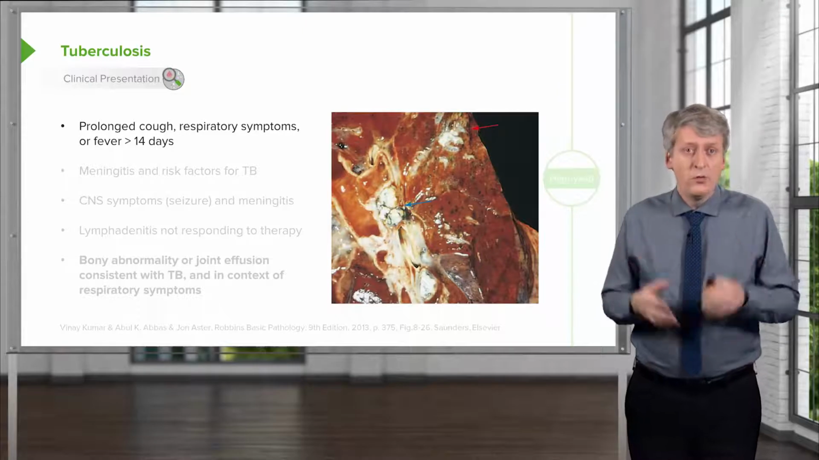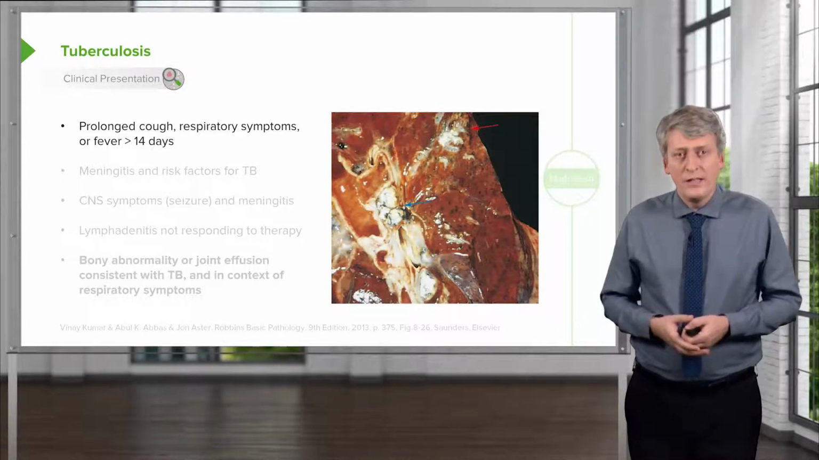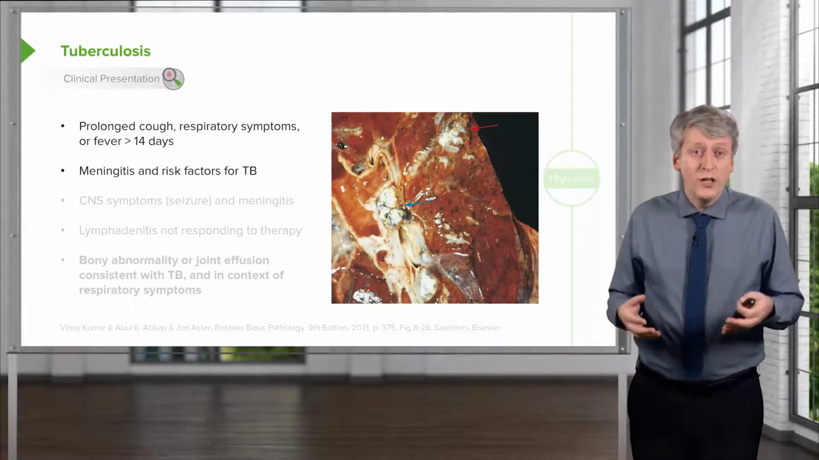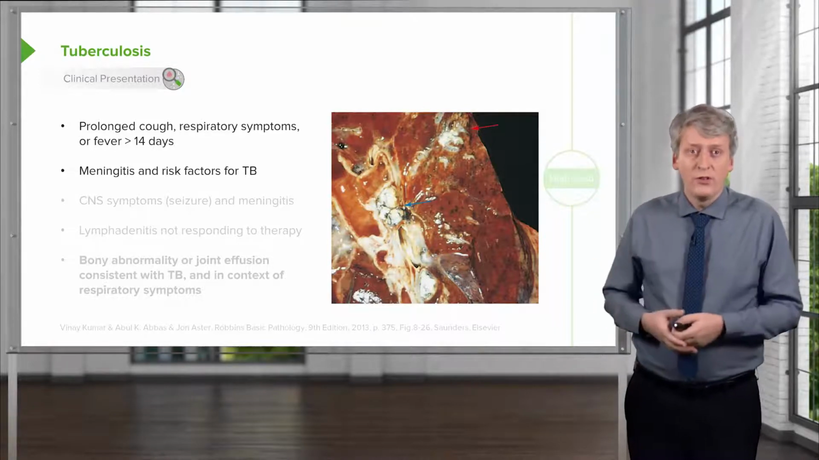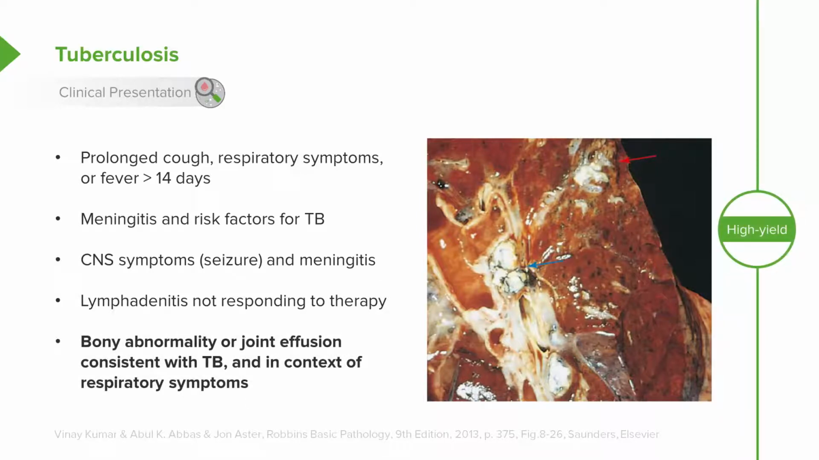Well, the respiratory illness presents with prolonged cough, respiratory symptoms, and fever usually for more than 14 days. Patients may present with meningitis and usually also have risk factors for tuberculosis. If they have involvement of their brain and encephalitis, they may present with CNS symptoms such as seizure. Patients with lymphadenitis will typically present as patients who have gone through multiple rounds of antibiotics for a presumed bacterial lymphadenitis and nothing's working. Patients late can present with bony abnormalities or joint effusions consistent with tuberculosis, and that's usually in the context of a long history of respiratory symptoms.